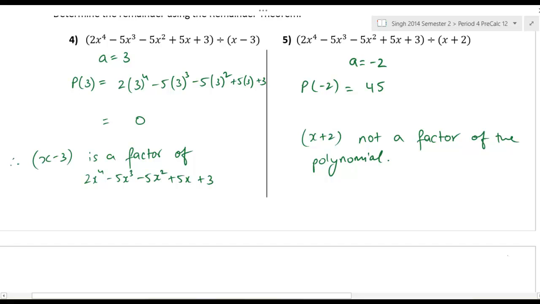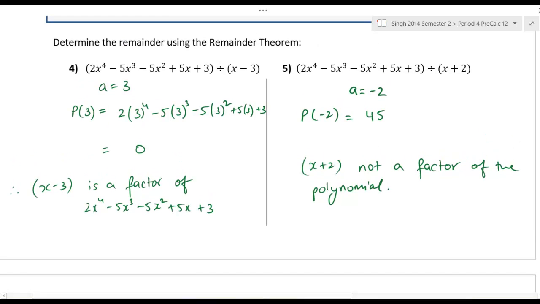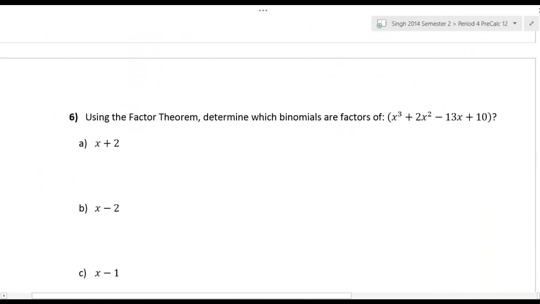So the main reason why we're doing this is so we can eventually go ahead and factor polynomials that are as complicated as something like this, and be able to do that in a very systematic and organized manner. So one of the beginning points is going to be to figure out if something is a factor of that expression or not. Let's take a look at our next example.